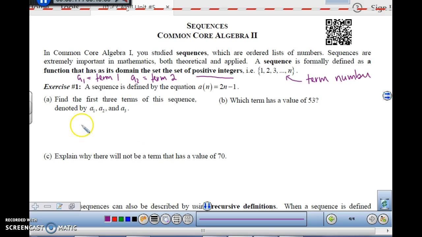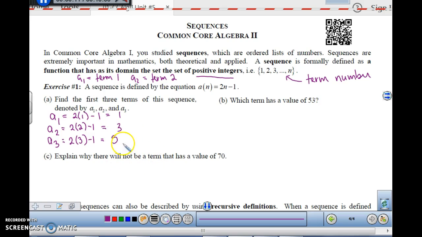So, to figure out the terms of the sequence, basically you plug in 1, 2, 3, 4, 5 in for n. So, a sub 1, you take the 1, plug it in for n, would be 2 times 1 minus 1, which is 2 times 1 is 2 minus 1 is 1. a2, you plug in 2 for n, 2 times 2 minus 1, 2 times 2 is 4 minus 1 is 3. And a3 is 2 times 3 minus 1, 2 times 3 is 6, minus 1 is 5. Okay, so this is the first three terms of the sequence.